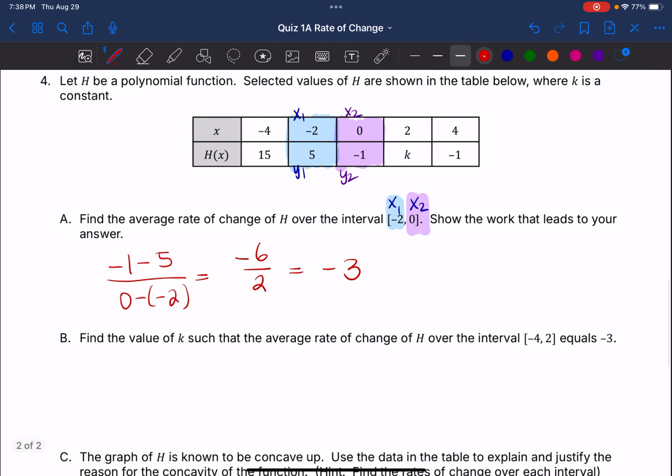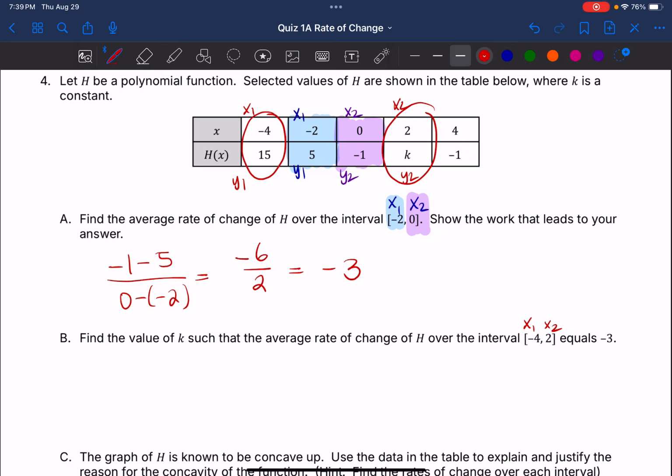Okay, then part B. Find the value of k such that the average rate of change of h over the interval [-4, 2] equals 3. So they're telling you already that the rate of change equals 3. But on that interval, you'll notice that something's missing. So this time, I'm going to call this x1 and x2. -4 is right here, so that's our x1, y1. And then 2 is right here. This is our x2 and y2.